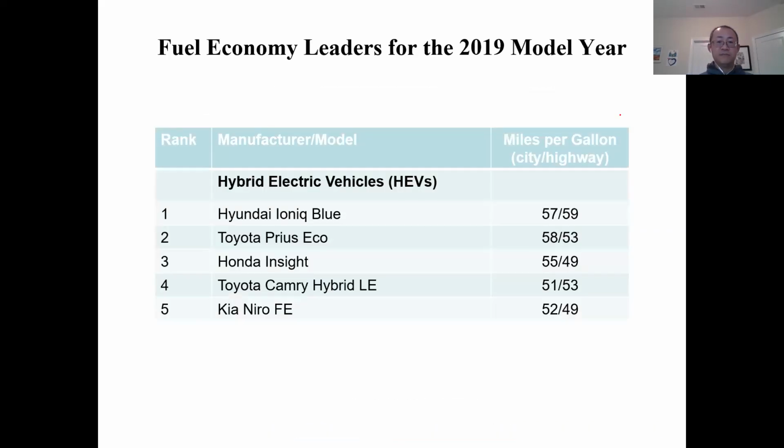And here is some data showing you the miles per gallon, the gas mileage, for HEVs. These are HEVs, meaning we have a battery and we have a gasoline engine. And of course, while you're driving the gasoline engine and braking, the battery will be charged. So you can see that normally the HEVs, and these are makes and models from different car companies, have very high city and highway mileages.